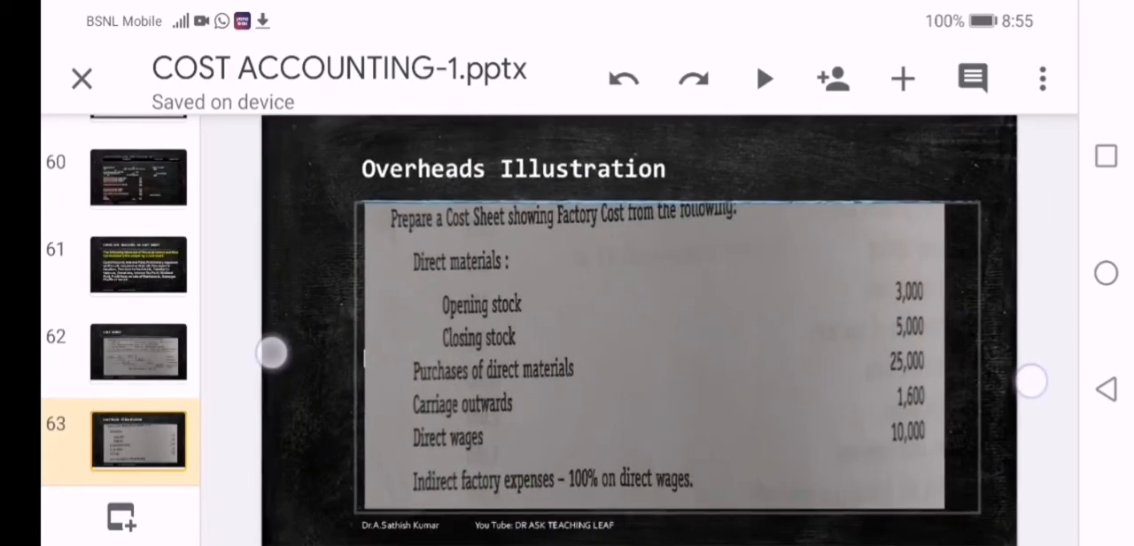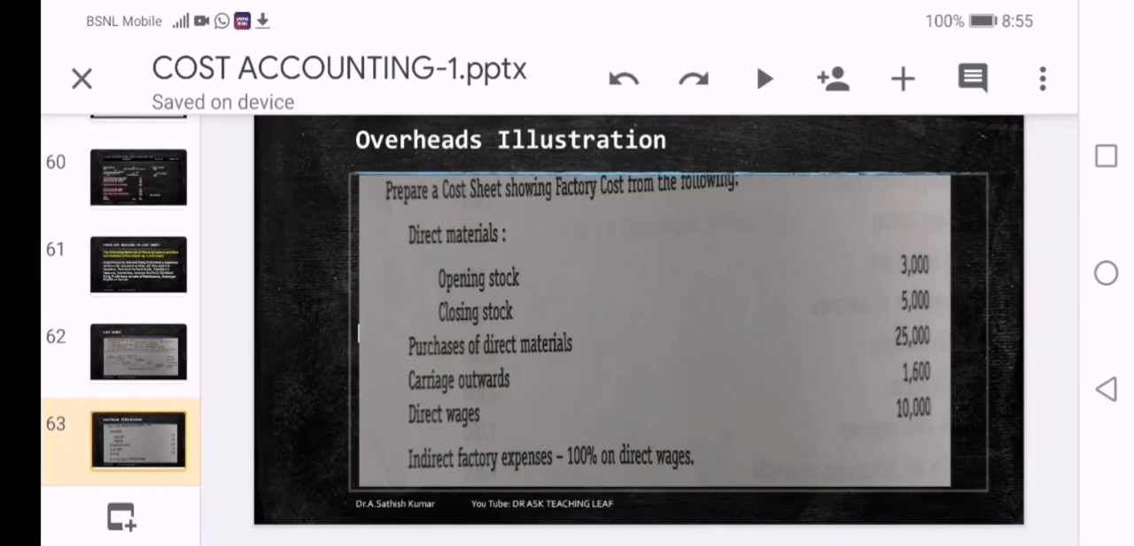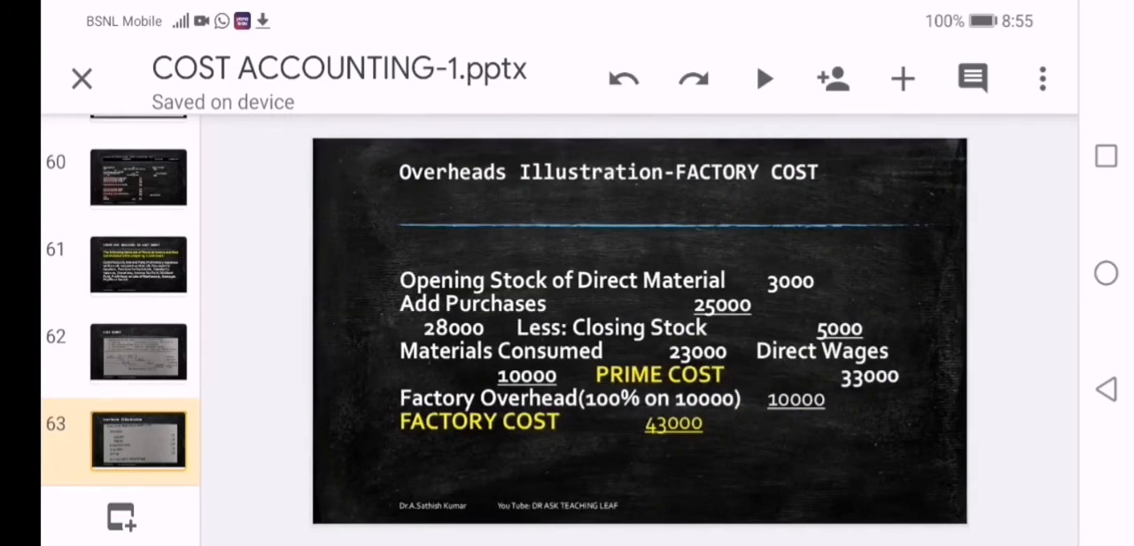Now let us take a couple of exercises. Short answer question: prepare a cost sheet showing only factory cost. What is given? Given items are direct material, similarly purchase of direct material, carriage outward, direct wages, and indirect factory expenses 100% on direct wages. These are the items given. Based on this, we have to find out the factory cost.